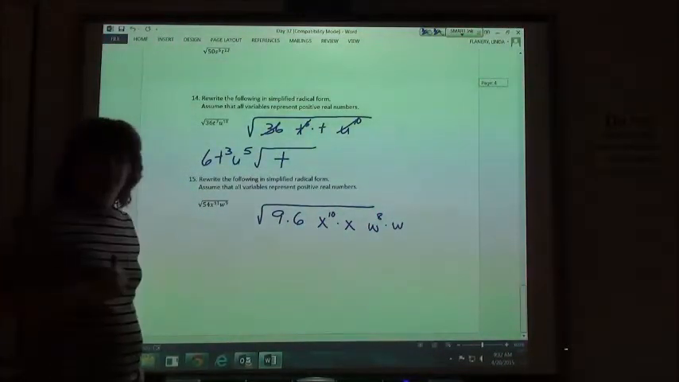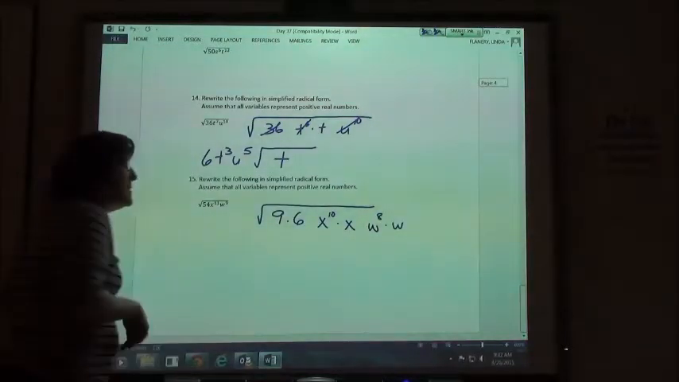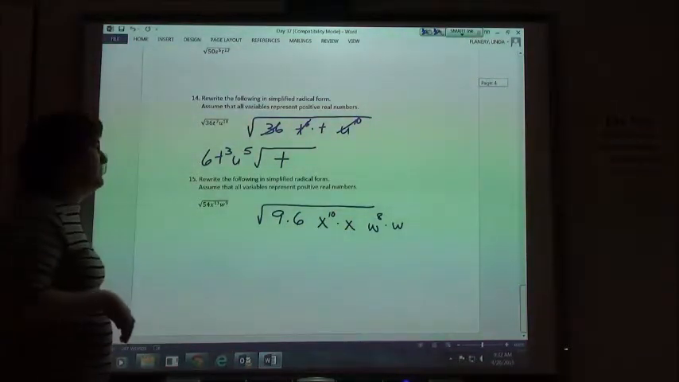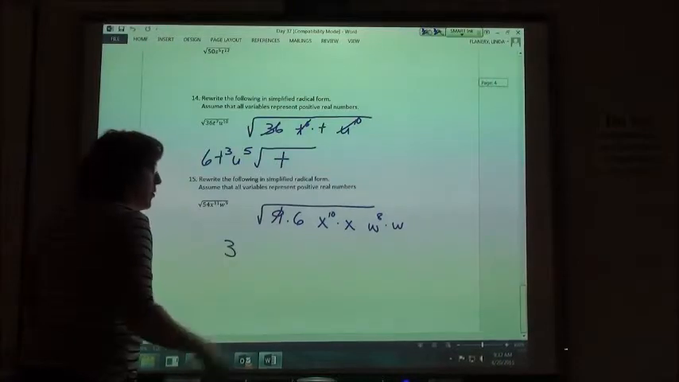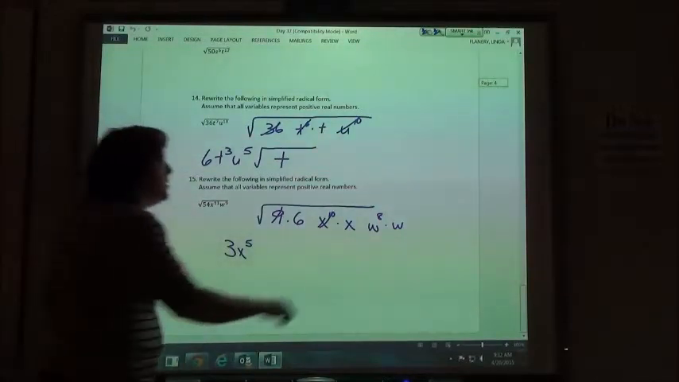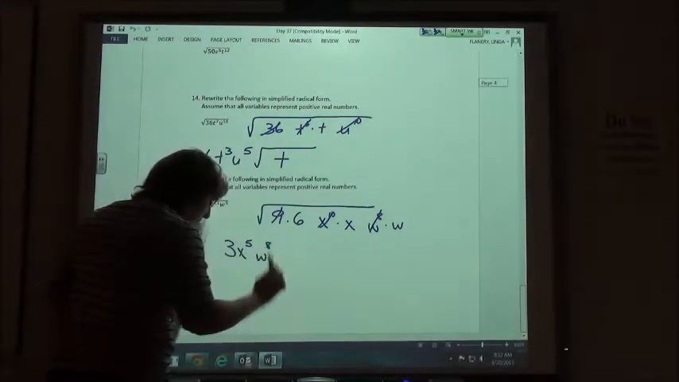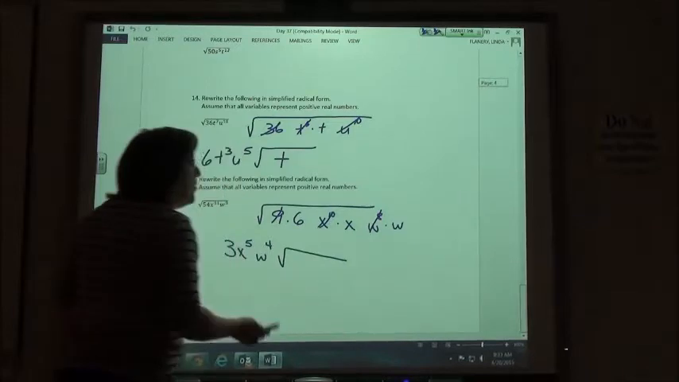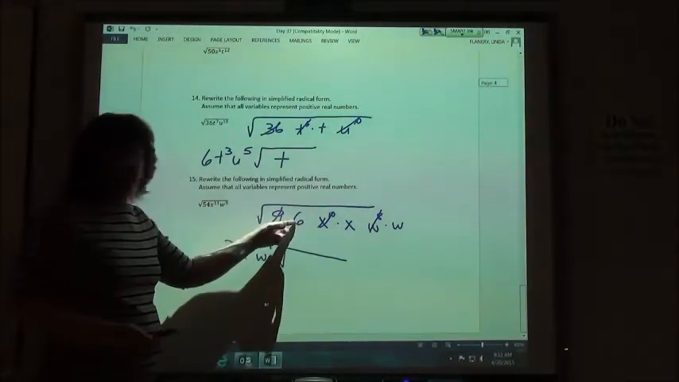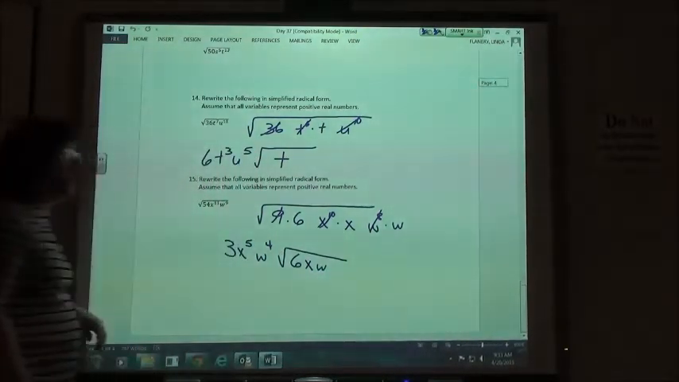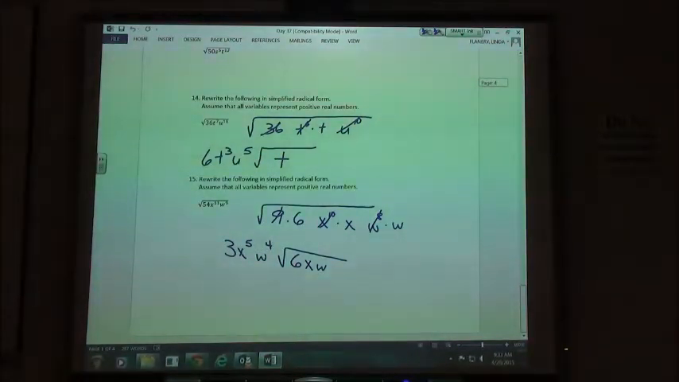So taking out our perfect squares, we can do 3x to the 5th. 3 is the square root of 9. X to the 5th is the square root of x to the 10th. And w to the fourth is the square root of w to the eighth. Whoops, and then I wrote an 8 instead of a 4. How about I write a 4 there? 3xw inside the square. Whoops. This is just going to stay. Oh, it's 6. So 6xw. Can't do anything with those underneath. So we get 3x to the fifth, w to the fourth times the square root of 6xw.